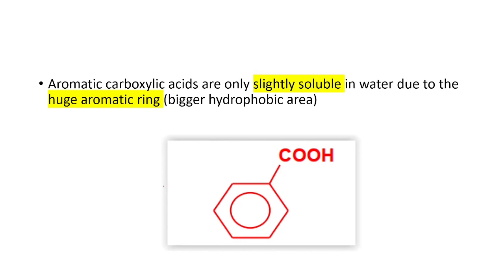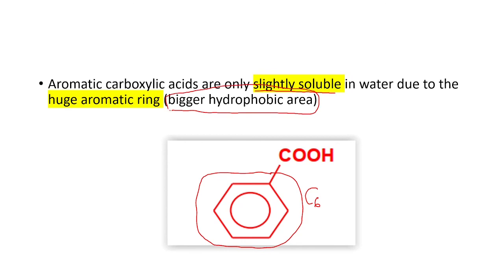What about aromatic carboxylic acid? Aromatic carboxylic acid are only slightly soluble. Slightly soluble here refers to almost not soluble in water due to huge aromatic ring. This is huge. This has 6 carbon inside here for benzene ring. It means that it has bigger hydrophobic area. So it is actually only slightly soluble in water.